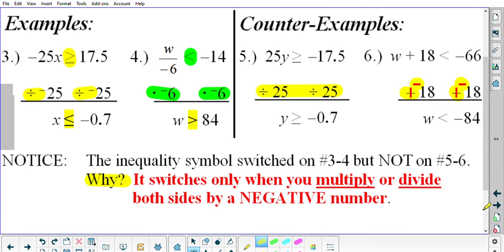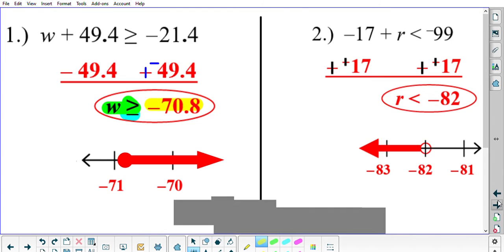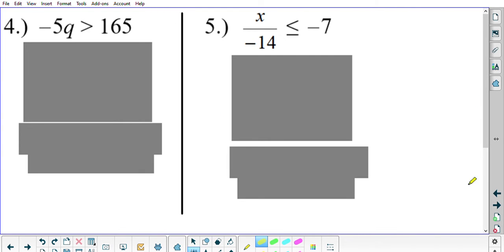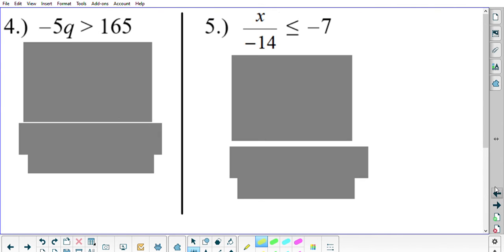Let's see if you can apply this rule. This is a brand new rule. I know you never learned this before. Let's go to the second page. We already did 1, 2, and 3. Let's now have you do 4, 5, 6, 7, and then you'll eventually also do number 8. I'm going to do number 4 with you.